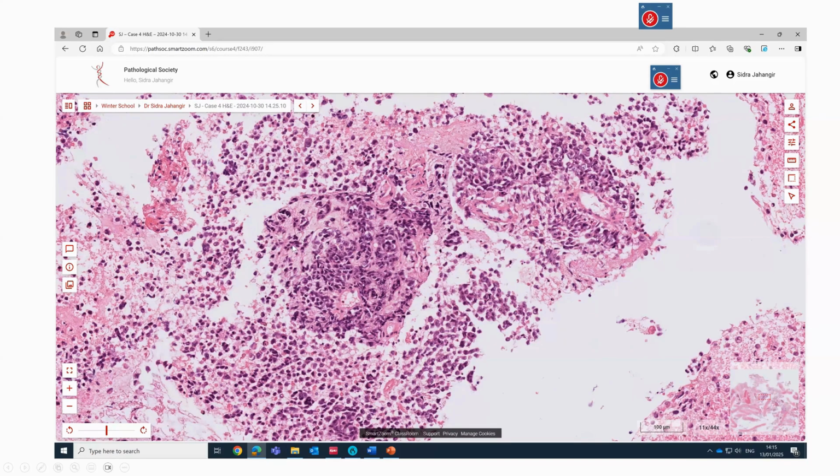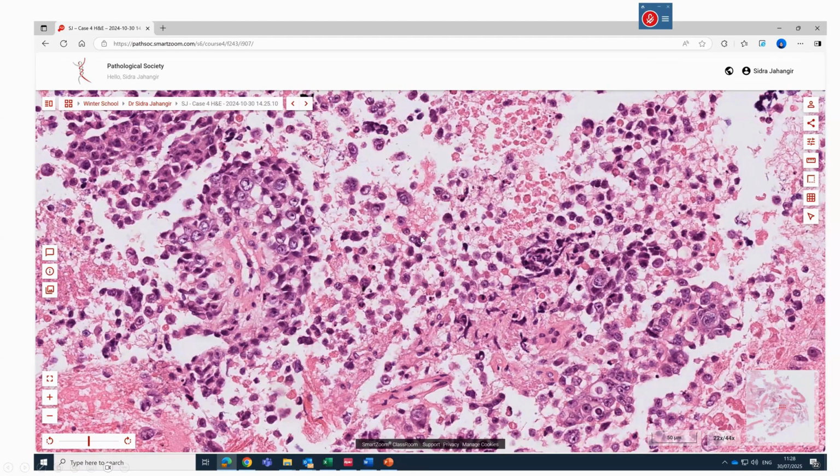Relatively monotonous looking. You won't appreciate significant pleomorphism. Nuclei are similar to their neighboring cells. And some myxoid change also around this papilla, this vascular papilla, and the tumor cells show some grooving, which you can appreciate in some of the nuclei. And some hyaline globules here and there.